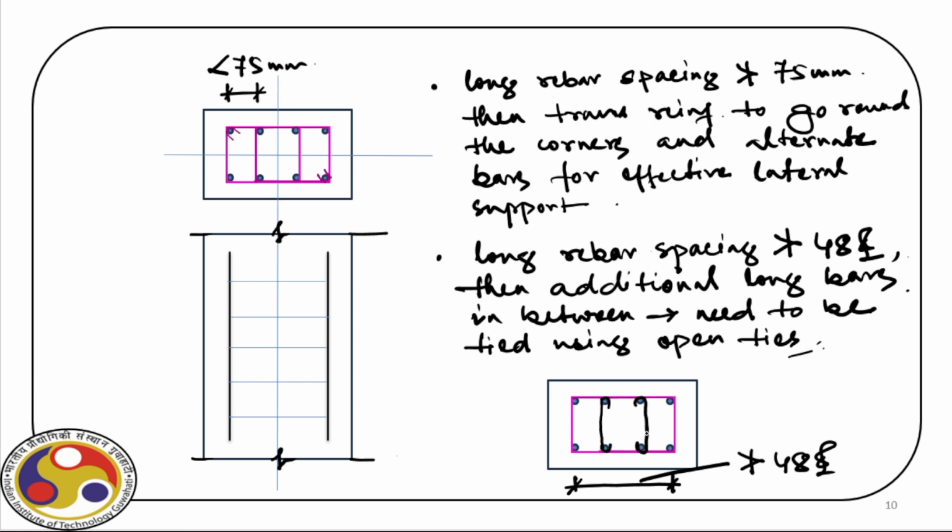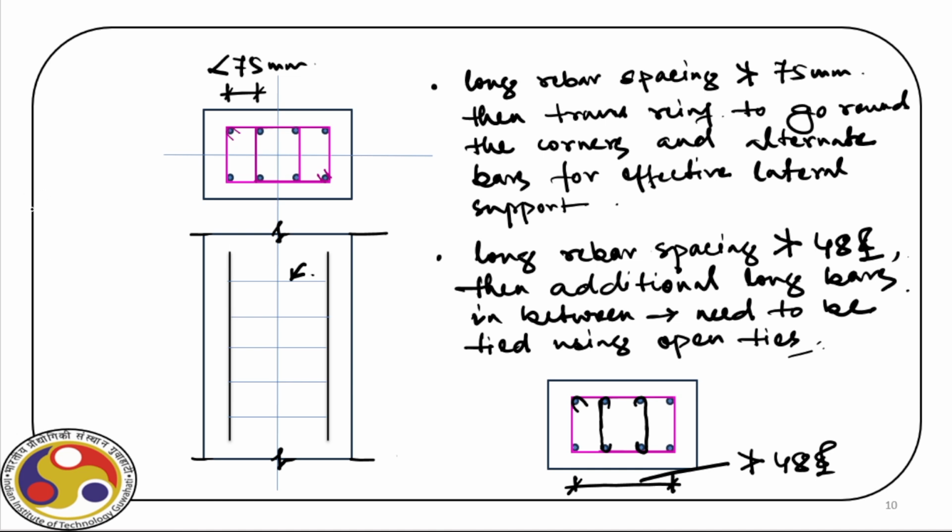So that should be the arrangement of lateral ties, in addition to the one that is covering the entire loop, and they must also be anchored at the corner. Okay, so now let us see the minimum requirement of pitch and diameter for these lateral ties.